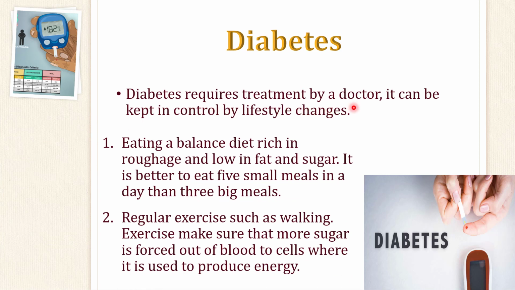Diabetes requires treatment by a doctor. It can be kept in control by changing the lifestyle. For that, we must eat a balanced diet which should be rich in roughage and low in fat and sugar. It is better to eat 5 small meals in a day than 3 big meals. Regular exercise such as walking makes sure that more sugar is forced out of the blood to the cells where it is used to produce energy.